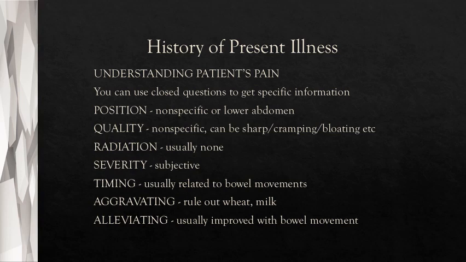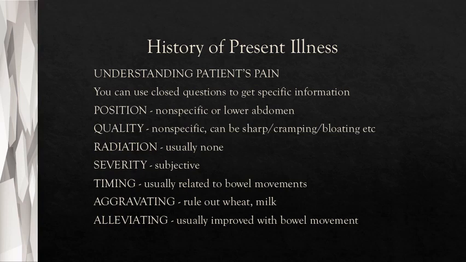The timing for IBS, we usually expect it to be related to bowel movements, and at this time you're also trying to rule out other differentials. So when you're asking for aggravating factors, you're thinking, hey, how do we rule out celiac disease? How do we rule out, as an example, lactose intolerance? And so you'd ask, oh, what aggravates it? You might have to use closed-ended questions to say, okay, how about milk? How about wheat?